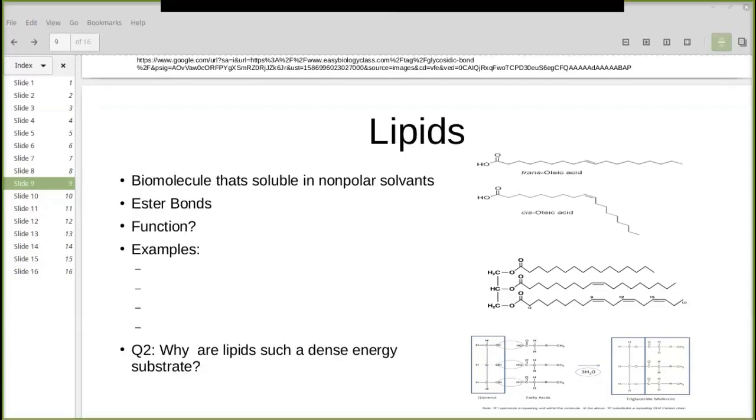So in addition to energy storage, they're also commonly used for signaling. They're commonly used for structure, right?